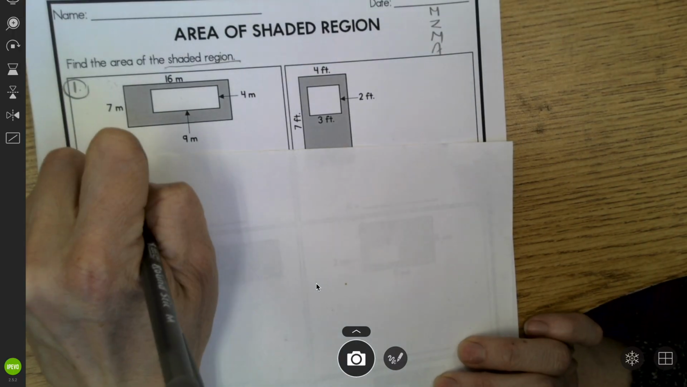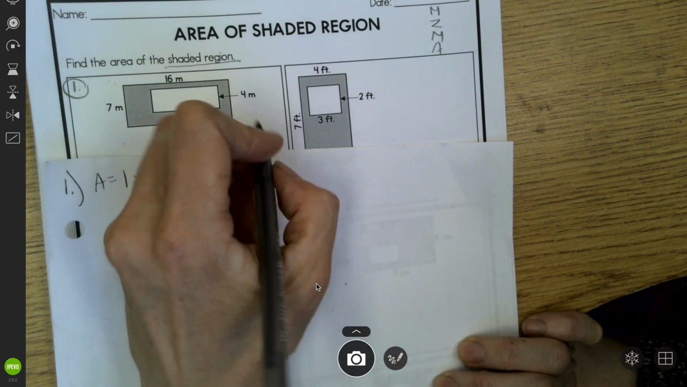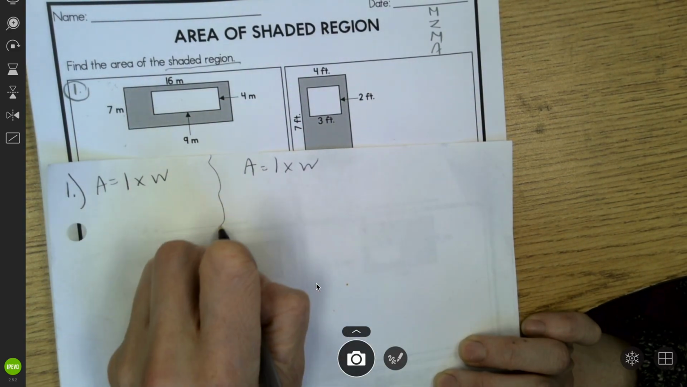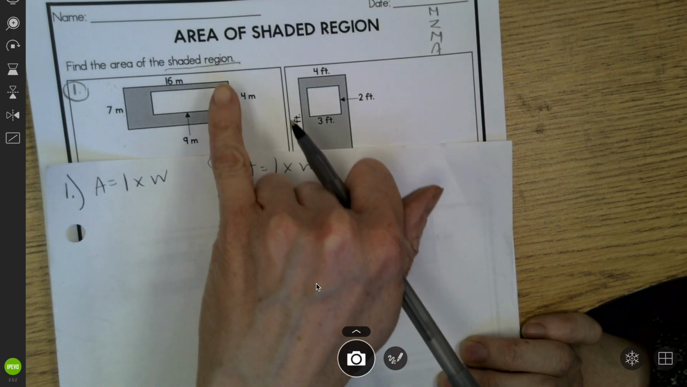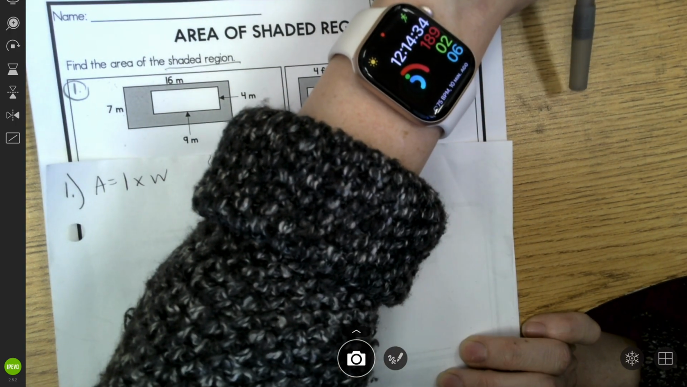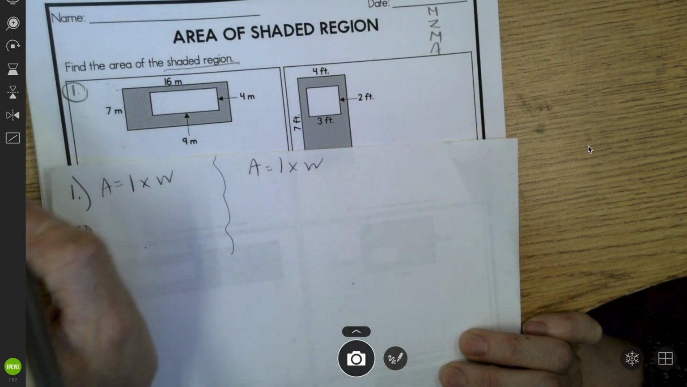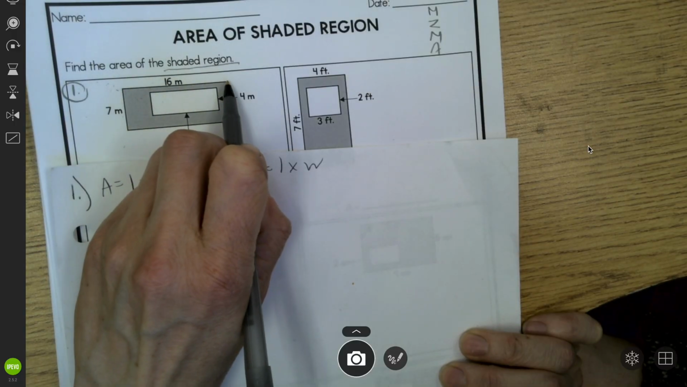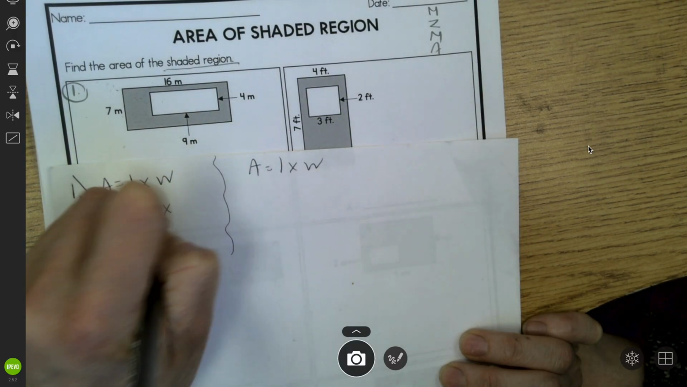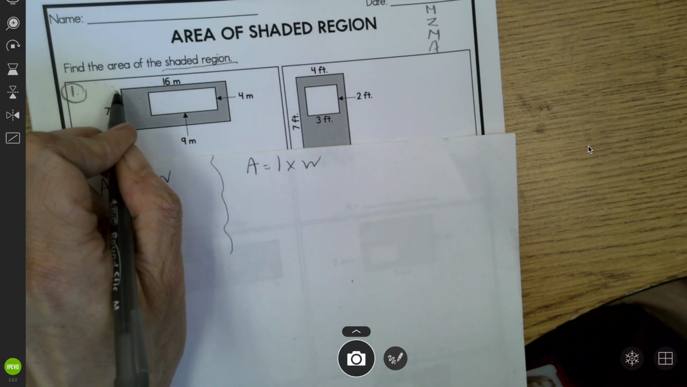So I'm going to say area equals length times width, and then I'm going to write it again. Area equals length times width. I'm going to do my little line. Okay, now I'm going to focus on the larger rectangle first. Let me make sure I'm recording. Yes, okay. So my length is 16. And remember, measuring from here to here. 16, so area equals 16 times. And my width is from here to here, 7. Okay?